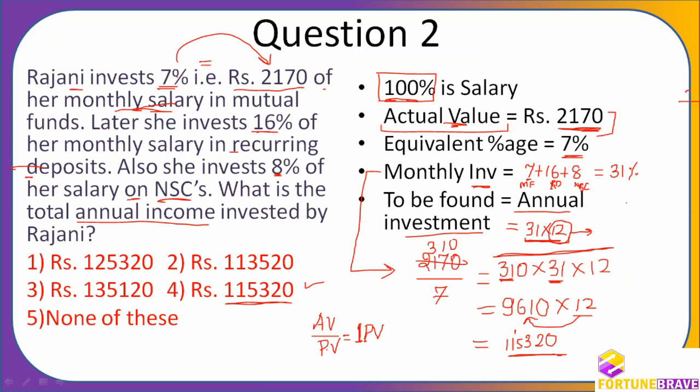First I found out the 31 percentage, how much she invests monthly, and then I understood that I need to find out 31 into 12 percentage. So thereafter I took this formula, AV upon PV is equal to 1 PV. That is, actual value divided by percentage value is equal to 1 percentage value, and then I multiplied this with whatever percentage I need to find out, multiplied by required percentage value. I required 31 into 12 percentage value. I did not multiply it here itself because I knew that we are going to solve this with the square.